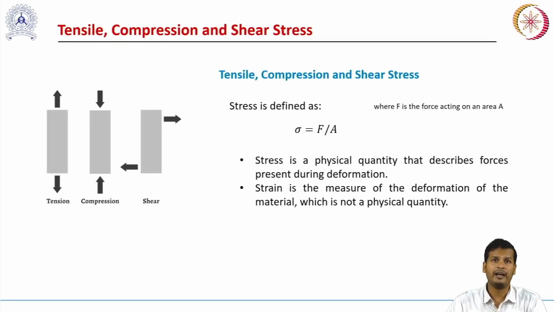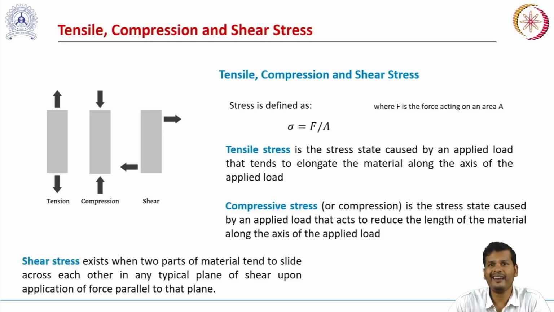So let us first understand what stress and strain are. Stress is defined as sigma equals F by A, where F is the force acting on the cross-sectional area A. So whatever force you are applying on a body that is trying to deform the material, divided by the area over which the force is acting, is calculated as the stress acting on the body. So we can have tensile stress, compressional stress, or shear stress.